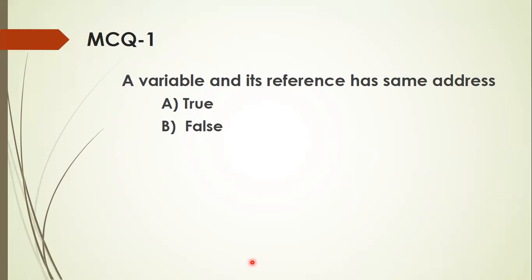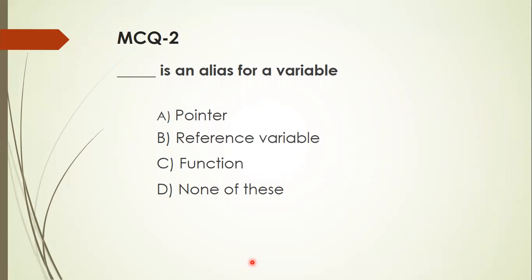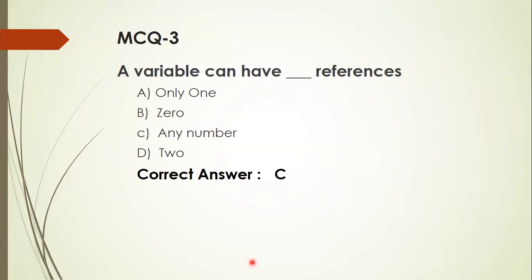Let us take some simple multiple choice questions. A variable and its reference have the same address? Yes, the answer is true. Dash is an alias for a variable. Alias is nothing but alternate name. A reference variable is an alias for a variable. The correct answer is B. A variable can have how many references? A variable can have any number of references. The correct answer is C.